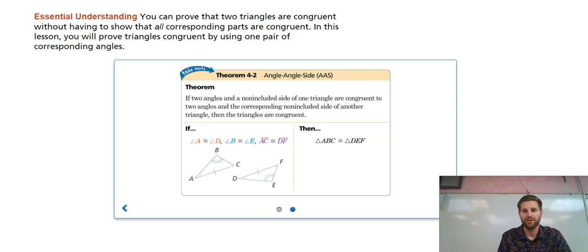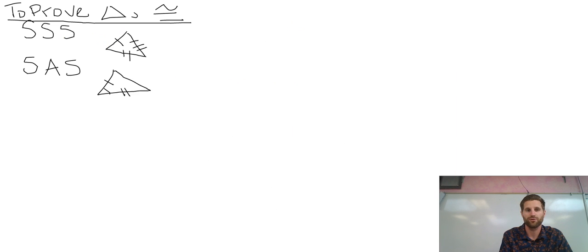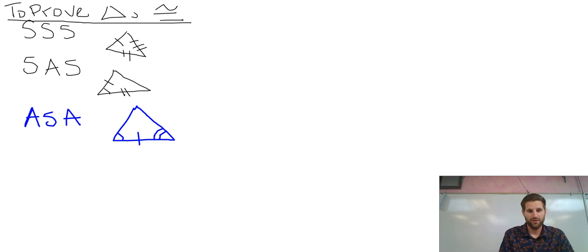We also have angle, angle, side. So we have two angles and then a side. If we have this, then we can also prove triangles congruent. So let's take a look at our overall scope. We did SSS and SAS last section. So this section, we actually have angle, side, angle. That would look like an angle here, and an included side. And then we're going to have, that last one was angle, angle, side.